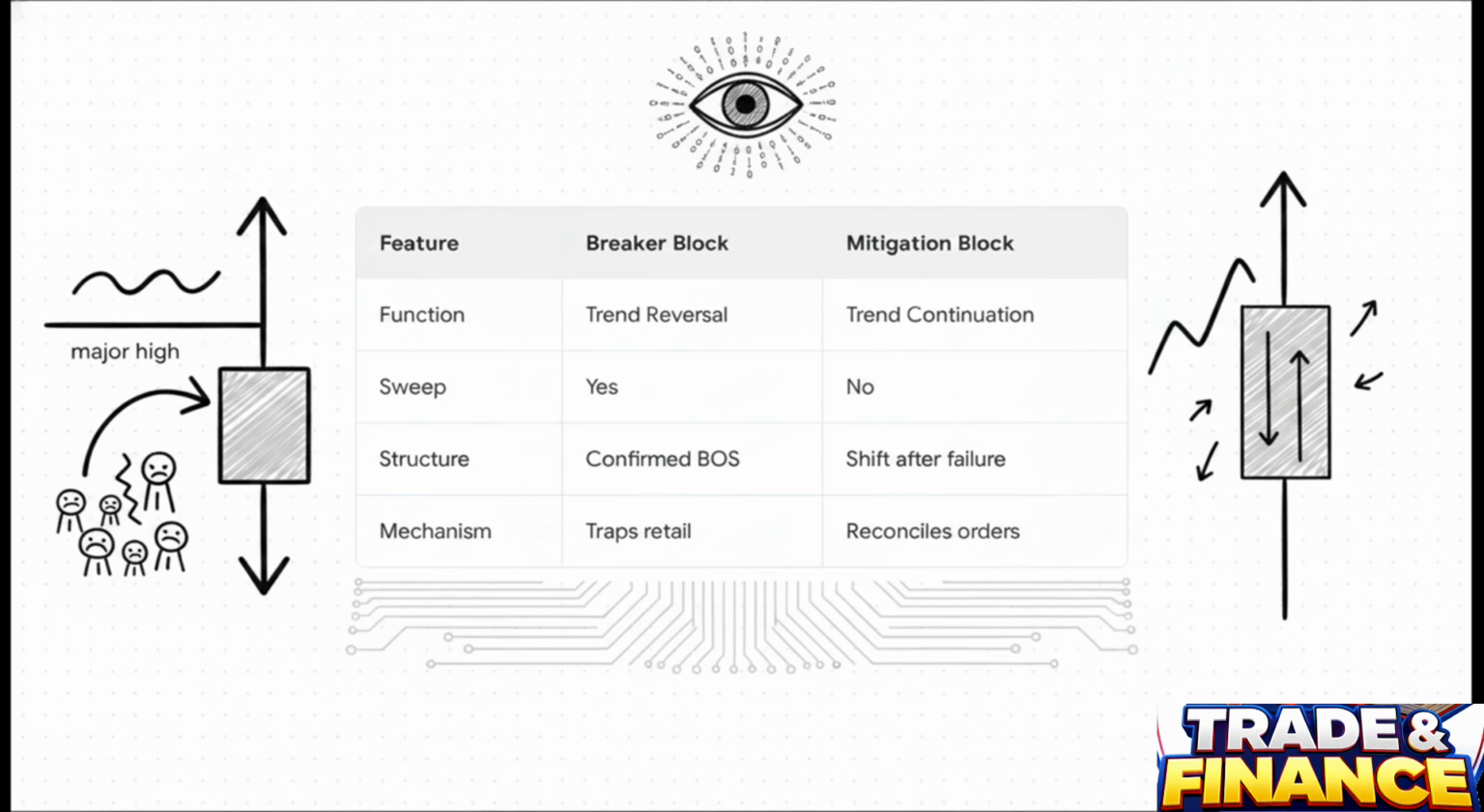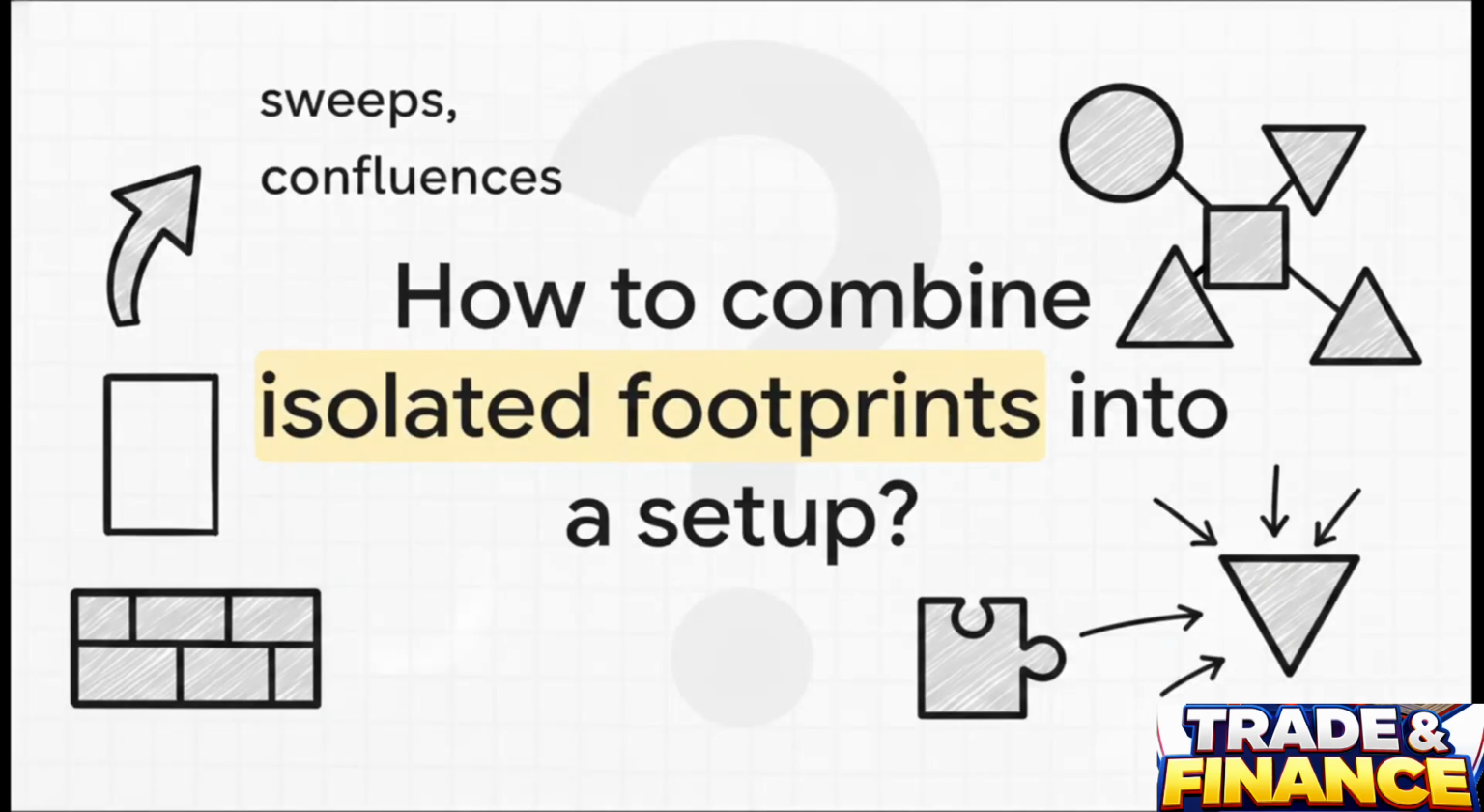It has to intentionally trick people before that reversal happens. A mitigation block, not so much. That just happens when the price loses momentum in a failure swing and doesn't actually sweep that extreme liquidity at all. So we have the puzzle pieces now, right?